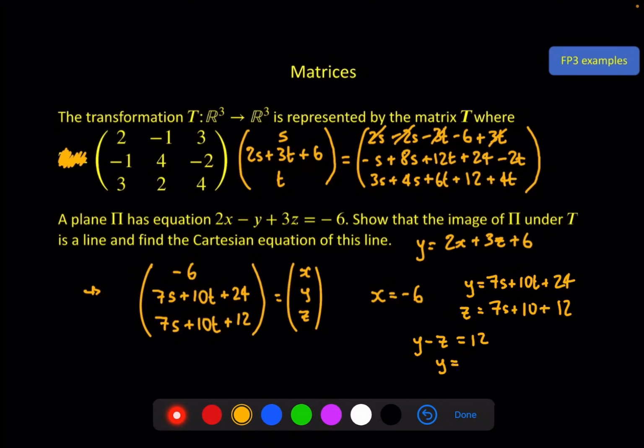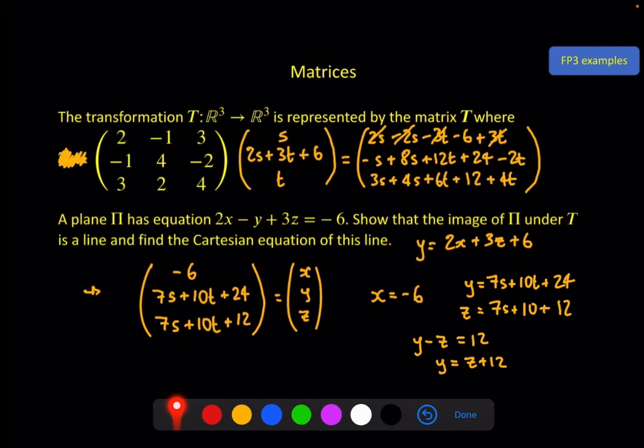So y is equal to z plus 12. And within the plane x equals minus 6, this is the equation of the line. And arguably, you could stop there and say this is clearly a line. However, this question is a little bit strange in that it wants you to find the Cartesian equation of this line. And that is quite a weird looking equation.